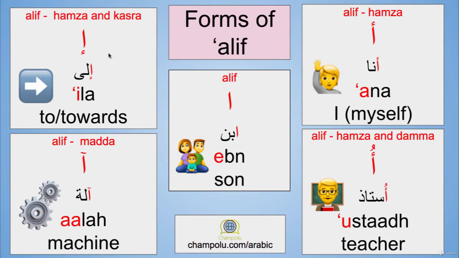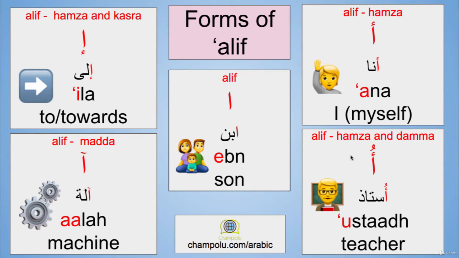In addition, alif can have hamza below it, and this one by default comes with a diacritic called kasra, which gives it more of an e sound. So when you have it in a word like ila, which means to or towards, you'll find that it starts with alif with hamza under it.